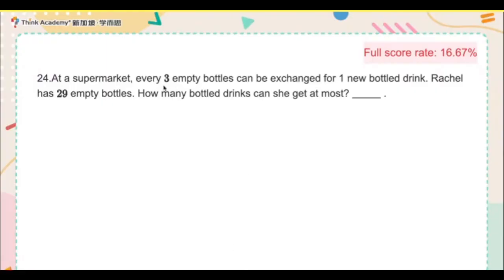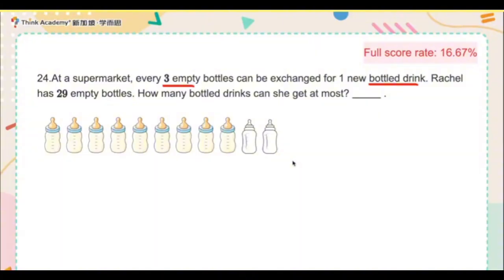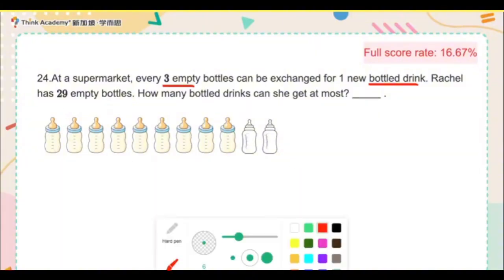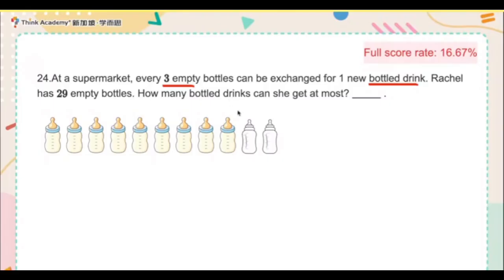At a supermarket, every 3 empty bottles can be exchanged for a new bottle of drink. What does it mean? Let's see. Every 3 empty bottles can be exchanged for a new bottle of drink. Just like this. Can you understand? Give me a big thumbs up. And then you can see Rachel has 29 empty bottles. Then we can see 29 empty bottles, we can get how many full bottles?